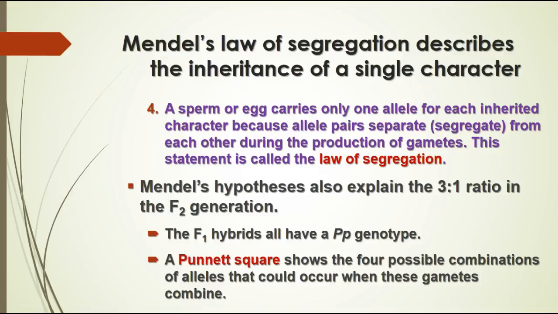Mendel did not know about meiosis, but now that we know about meiosis, we can use that to help explain why each sperm or egg cell only carries one of each pair, one allele of each pair. This also explains that 3-to-1 ratio in the F2 generation. Okay, remember that all the F1 hybrids had a heterozygous genotype, the capital P standing for the purple flower color trait, and the lowercase p standing for the white color trait. We can use a Punnett square to show the different combinations that could occur when you combine those gametes.